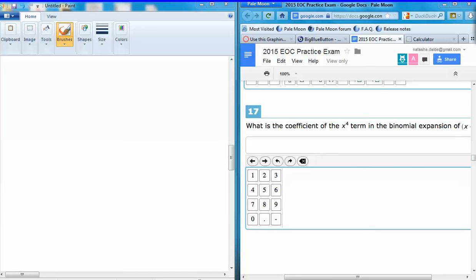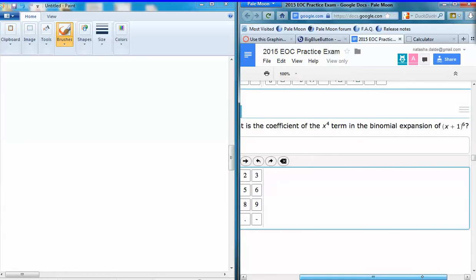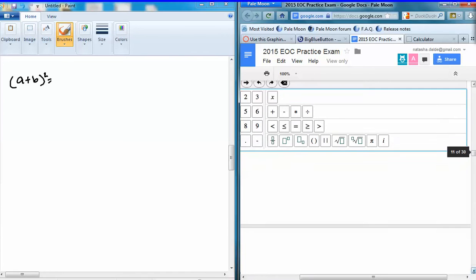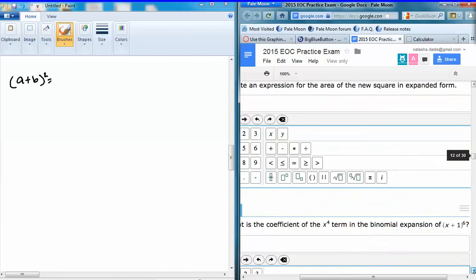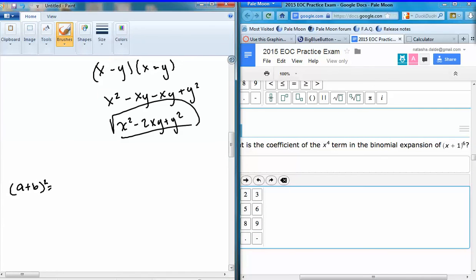All right. What is the fourth term of the binomial expansion x plus 1 to the 6th power? Okay, I'll tell you what. Mr. Dalday is really good at this. Watch. What is a plus b squared? In the previous problem, I had to do that exact answer, so let me just scroll up to show you. That would be a squared plus 2ab plus b squared.